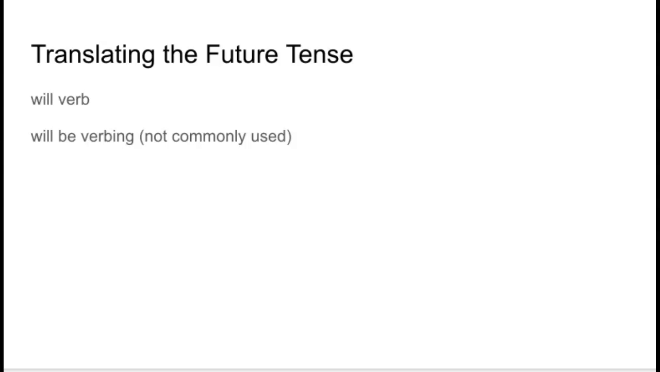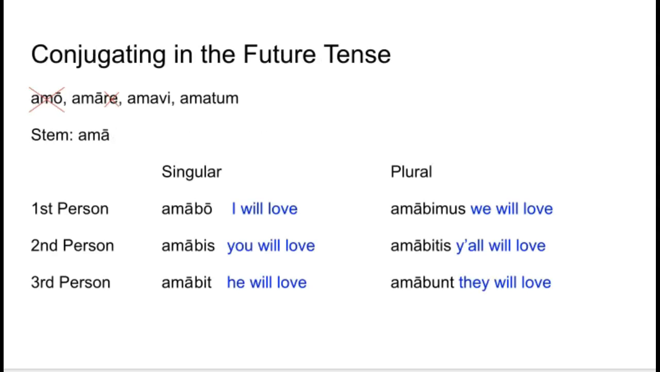So, amabo, amabis, amabit, amabimus, amabitis, amabunt is translated as I will love, you will love, he, she, or it will love, we will love, y'all will love, they will love. Notice in the first person only, you can substitute shall for will. It is sometimes done for second and third person, but it's my understanding that is an inaccurate use of the word shall. My understanding is shall is only supposed to be first person. If you want to just go will all the way, you don't have to worry about that being a problem.